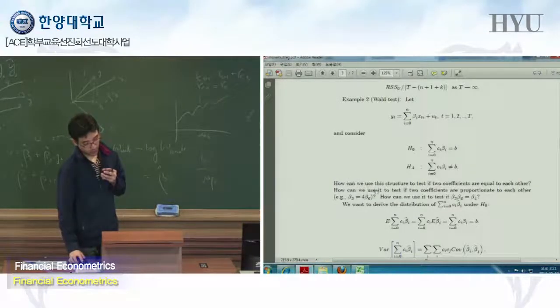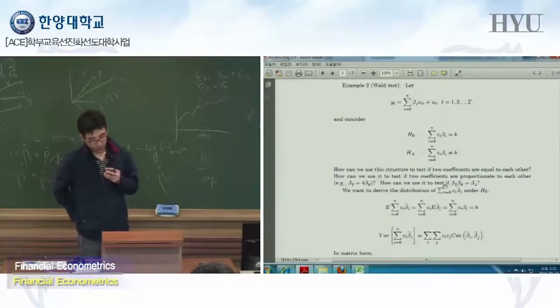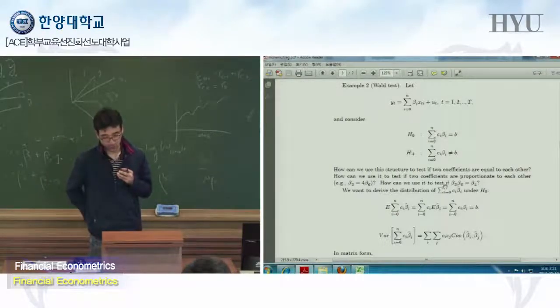Then how can we use this structure to test if two coefficients are equal to each other? How can we use it to test if two coefficients are proportional to each other? We can use the Wald test to answer this kind of question. So for example, how can you use this structure to test if two coefficients are equal to each other?